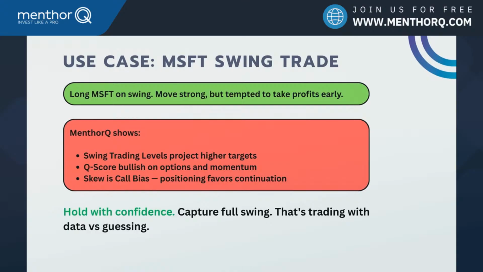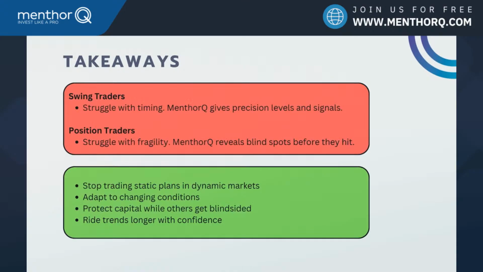And again, using data to potentially trade and better manage the risk. So here is really what we can do for swing traders. Swing traders struggle with timing. MenthorQ can actually give you some levels, some signals, some entries and exits. Position traders struggle with understanding what's going on and what's moving the market. So they lose money sometimes because they don't really understand risk. So again, this is really how you can actually trade like a professional, not guessing, but actually looking at data and how to use the models that we provide, right?